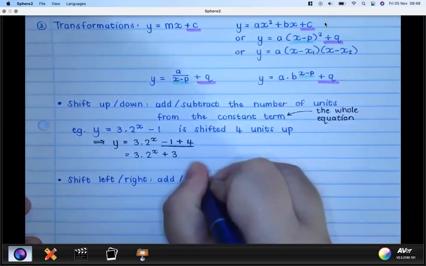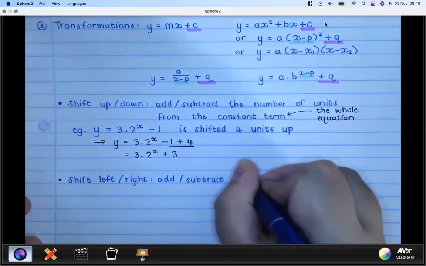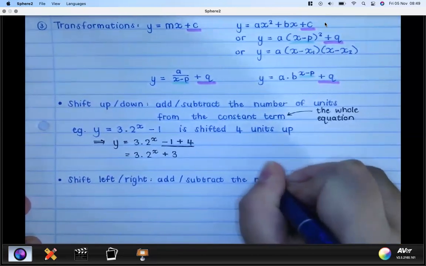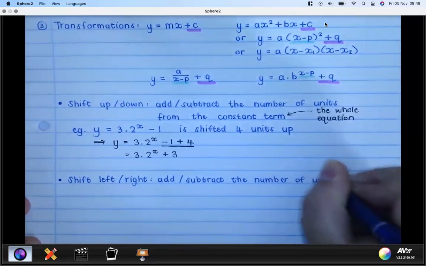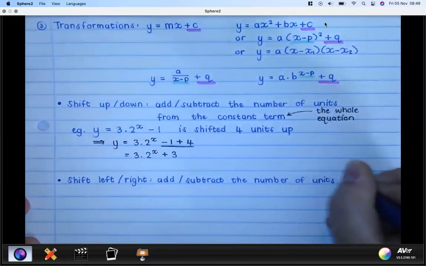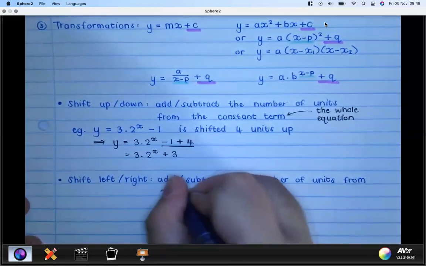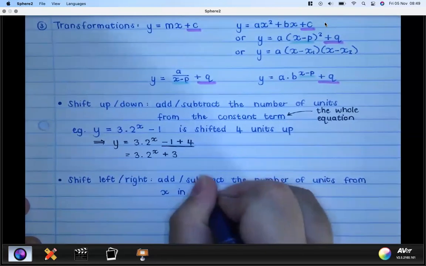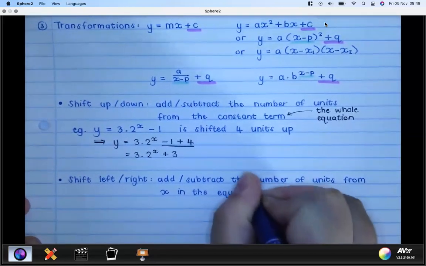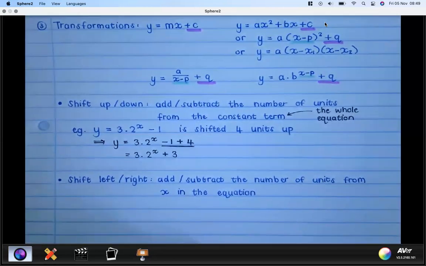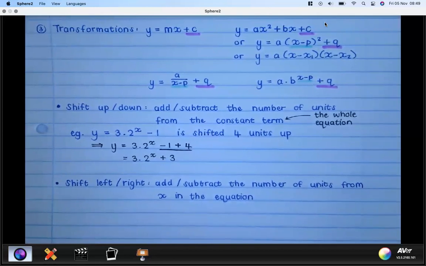You're going to add or subtract the number of units from x in the equation. You might have more than one x in the equation, in which case you're just going to add or subtract it from both of those x's.